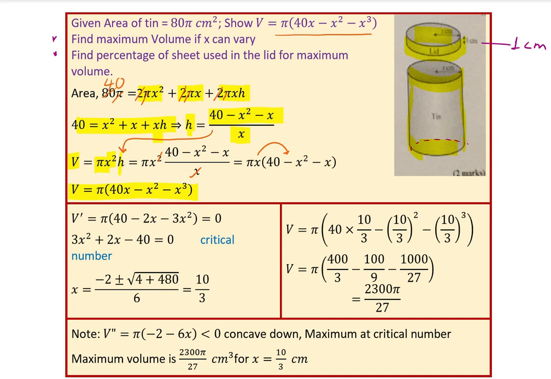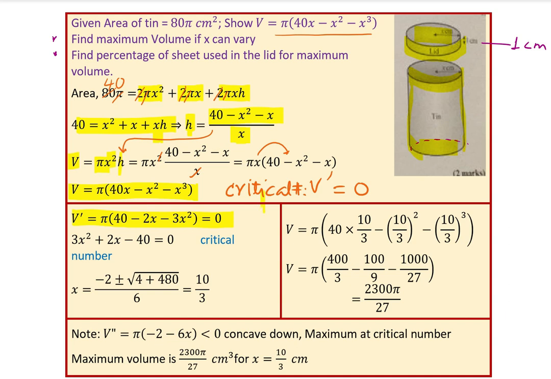Now we need to maximize. So maximize means we'll find the critical number, right? So let's find the critical number now. So that is to say that we'll find the derivative with respect to x equated to 0, right? So that is what we are going to do now. So the derivative of this expression, which is a polynomial, power rule will be applied. And so we get the derivative as shown here. Pi times (40 minus 2x minus 3x squared).